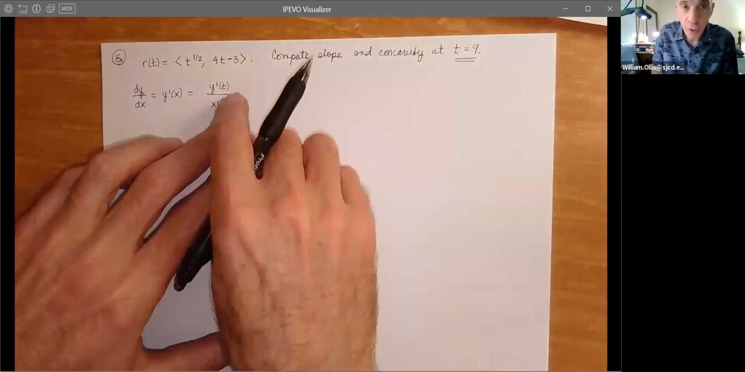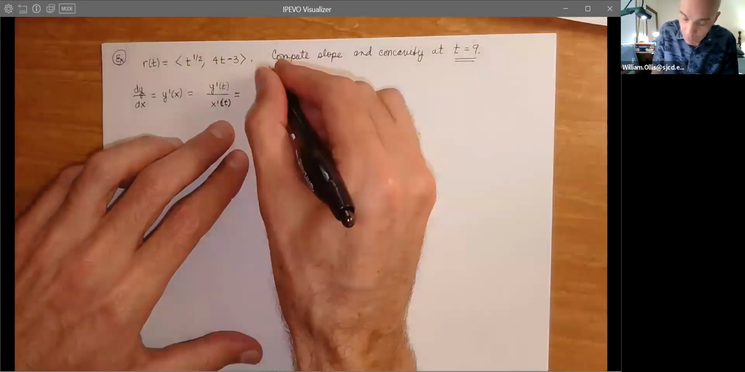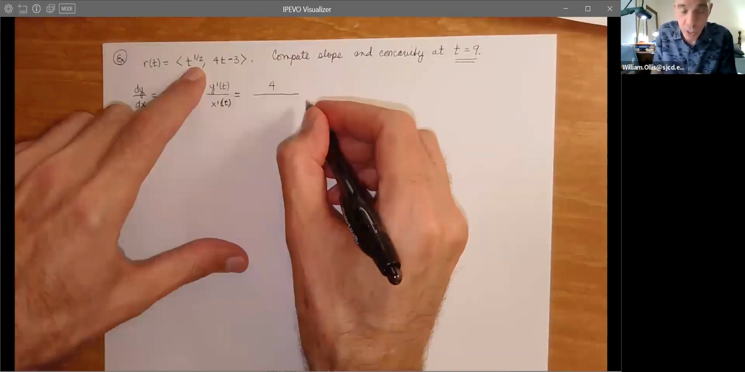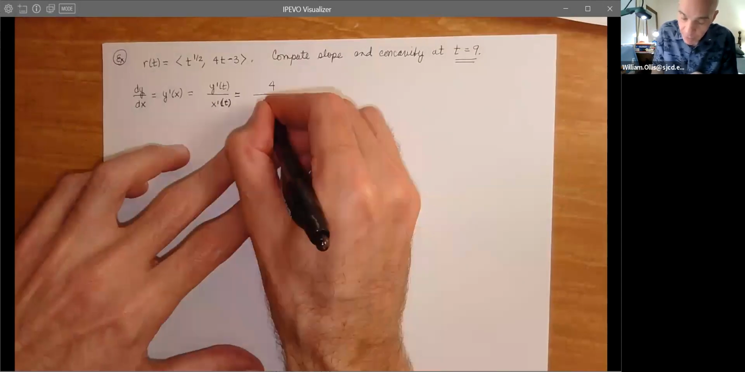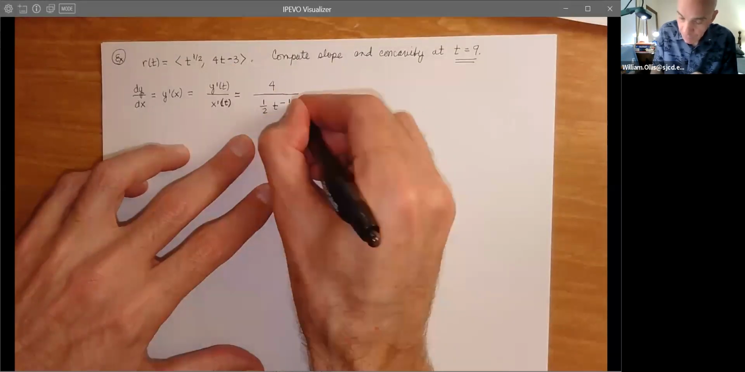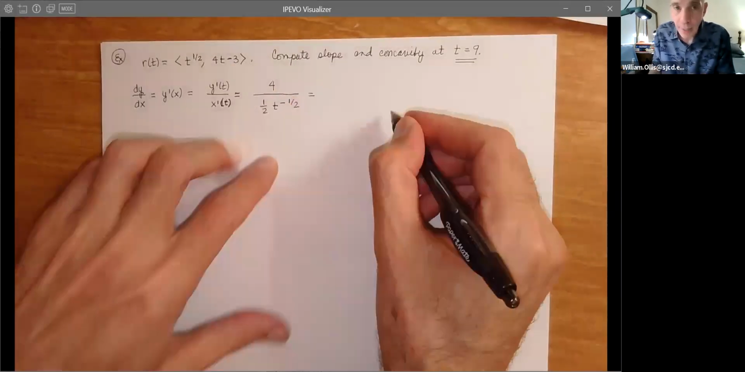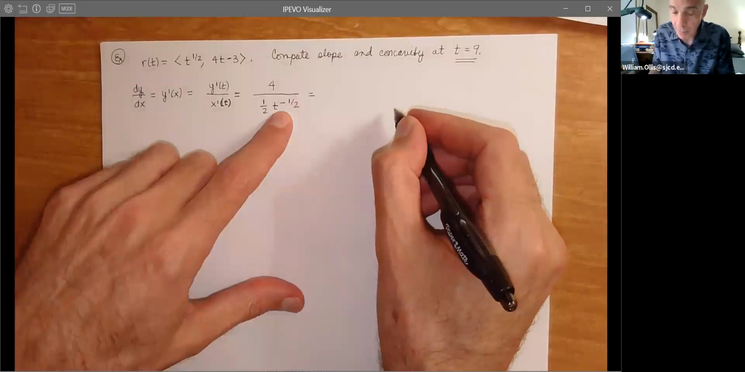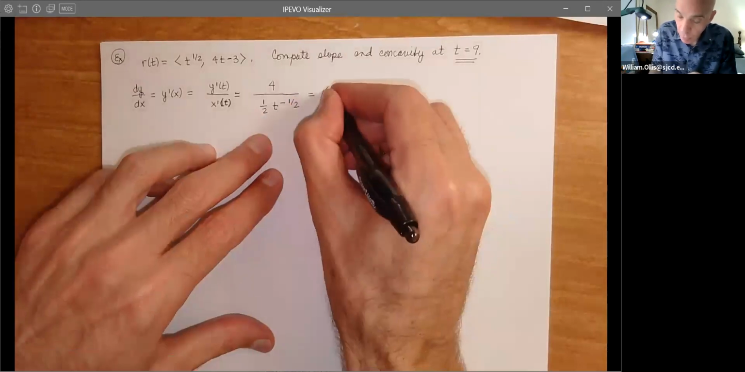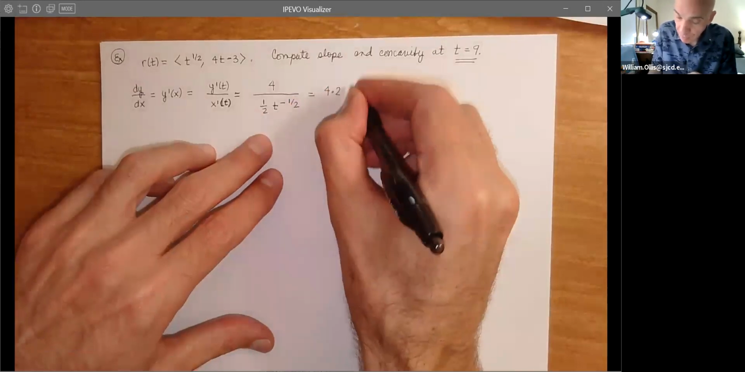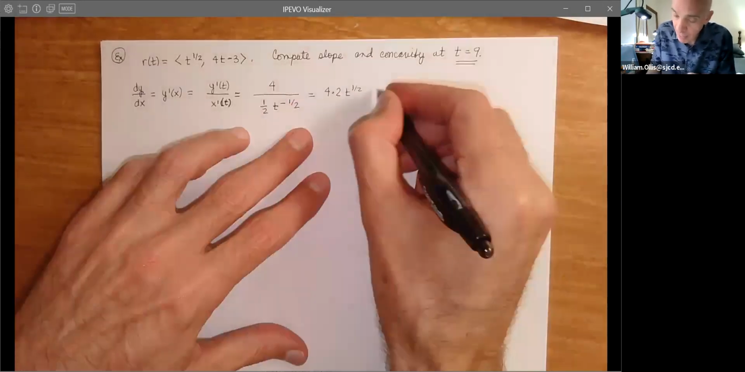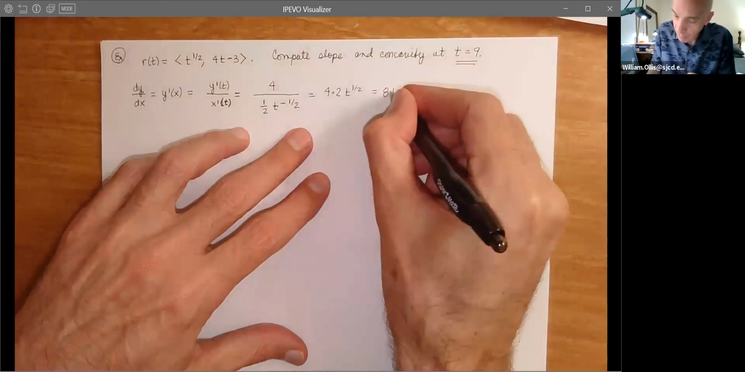The t derivative here of y will be 4. And then for x, we just use the power rule. We'll get 1/2 t to the negative 1/2. So now, we can retire the negative and divide by 1/2. That's just 8. So we'll have 4 times 2 t to the positive 1/2, just retiring the negative power, and that gives us 8 t to the 1/2.